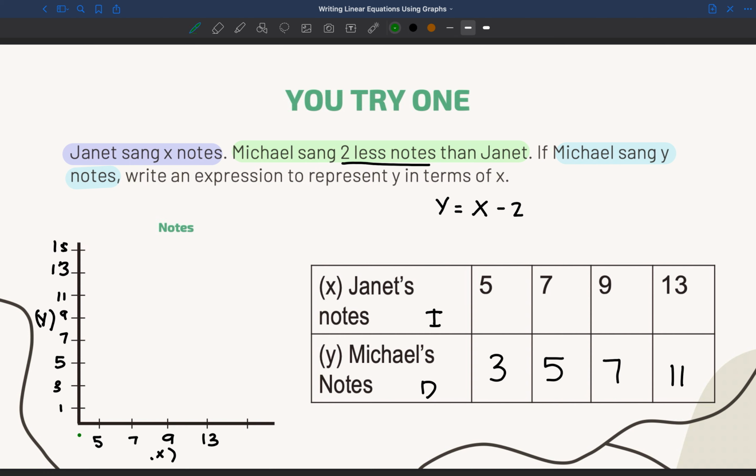Now we're just going to plot on the graph. Whenever Janet sang 5 notes, Michael sang 3 less notes, so we're going to make a point right there. Whenever Janet sang 7 notes, Michael sang 5 notes. Whenever Janet sang 9 notes, Michael sang 7 notes. And lastly, whenever Janet sang 13 notes, Michael sang 11 notes. And all we're going to do now is create a straight line on our graph.